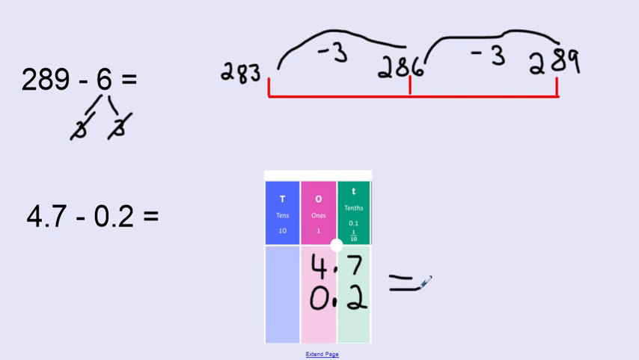Now I'm looking at this and thinking that I can do that mentally, because in the ones column, I've got nothing to subtract. 4 subtract 0 is going to be 4. My decimal point stays in the same place, it never moves. And I can do 7 tenths subtract 2 tenths. 7 take away 2 is 5. So my answer is 4.5.